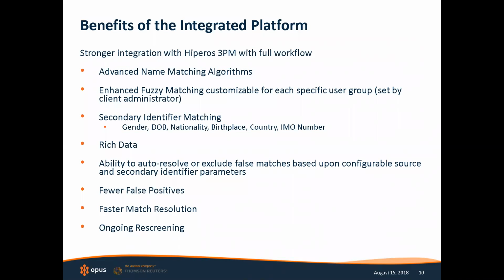There's obviously secondary identifier matching, and I've given you an example. One of the other things is for some of you who may be screening or wanting to screen vessels, you can do that, and you can actually use this IMO number, which uniquely identifies a vessel, as a secondary identifier. Much richer content that we are bringing back into Hiperos3PM.